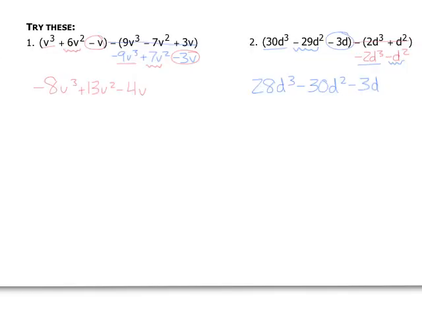Okay, and here are the two answers here. So I just make sure and distribute my negative into the parentheses to make negative 9v to the third plus 7v squared and minus 3v, and then I go back through and combine like terms. Again, on number 2, distribute the negative into the second set of parentheses, negative 2d to the third, negative d squared, and then I go back through and be careful combining my like terms.